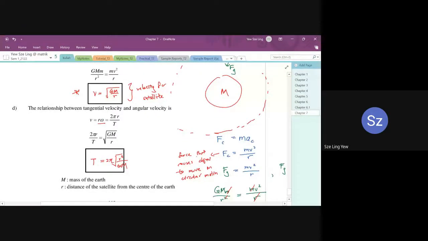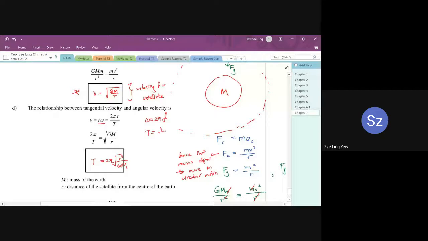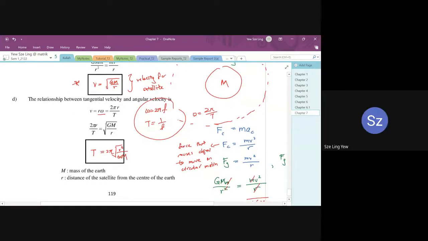Madam, how do we get omega as 2 pi over T? You have seen that in chapter 6. Chapter 6 tells you omega equals 2 pi f, and it tells you T equals 1 over f. By combining these two, you obtain omega equals 2 pi over T. Oh, okay. Thank you, madam. So from these equations, you rearrange and you obtain the period equals 2 pi times the square root of r cubed over GM.